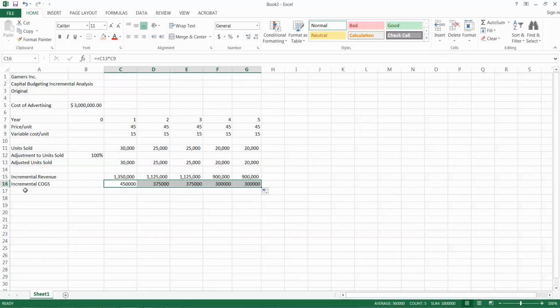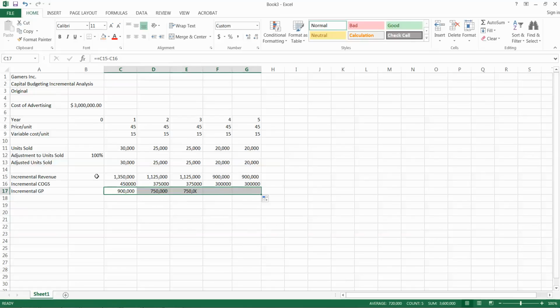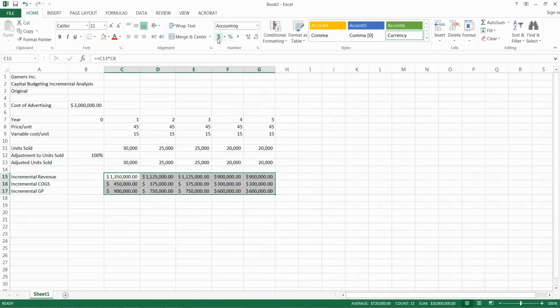Next we have our incremental gross profit, and we'll call it GP, and we know that is our revenue minus our cost of goods sold, and we can carry that right across too. And all of these are dollars, so let's go ahead and format them as dollars.